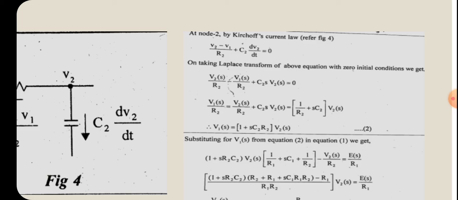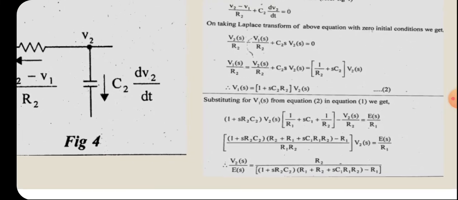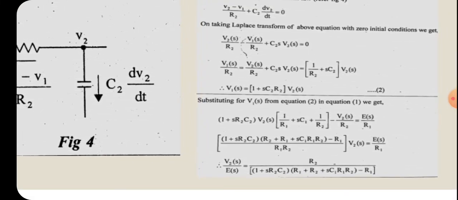So we can substitute the value of V1 of S from equation number 2 into equation number 1. It is simple substitution and simple mathematics, and this type of calculation we have done in mechanical rotational system and mechanical translational system, so it will be easier for you. So when we substitute the V1 of S value into equation number 1, we will get 1 plus S into R2 C2 into V2 of S into 1 by R1 plus S C1 plus 1 by R2 minus V2 of S by R2 equal to U of S by R1.